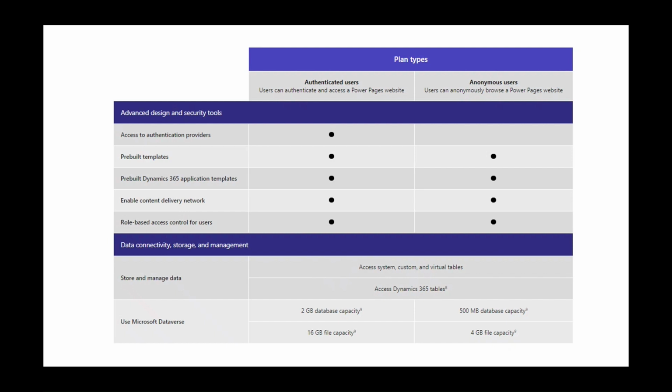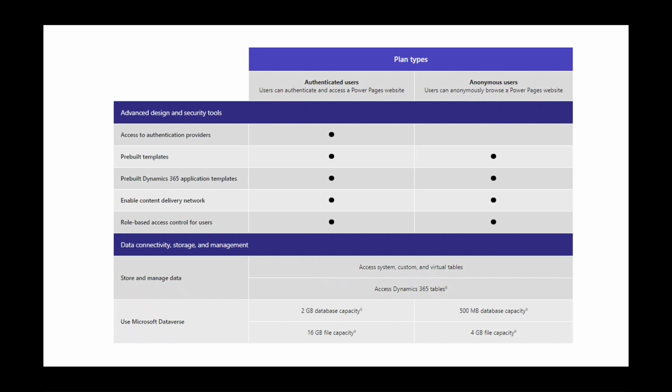The storage is a bit less for the anonymous user license compared to the authenticated user. So if you are purchasing either subscription based or pay as you go based for the authenticated user, then you will get 2 GB database capacity along with 16 GB file capacity. But for the anonymous user, you get only 500 MB database capacity and 4 GB file capacity. So this is the basic difference between the authenticated user features and storage and the anonymous user features and storage.